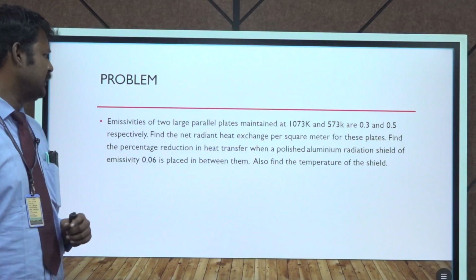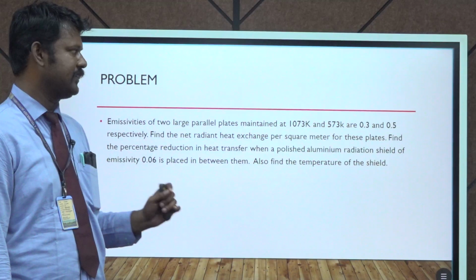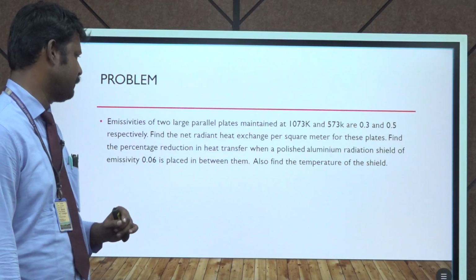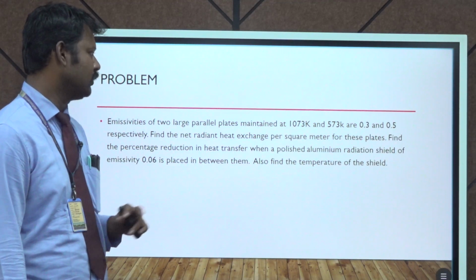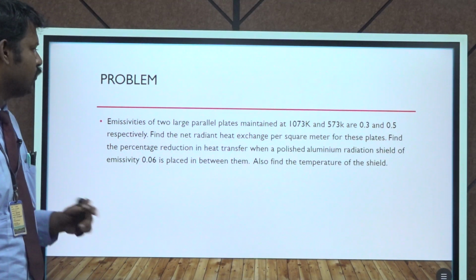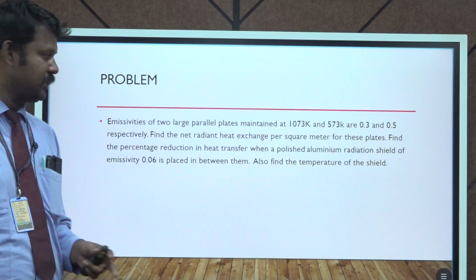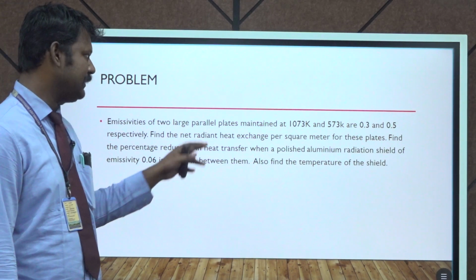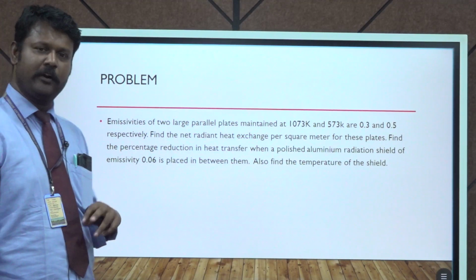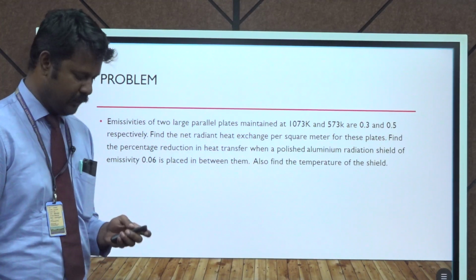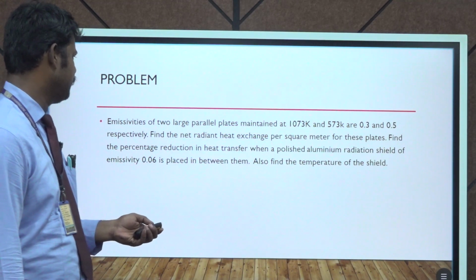One of the problems is: two large parallel plates are maintained at 1073 Kelvin and 573 Kelvin, with emissivities of 0.3 and 0.5 respectively. We have to find the net radiant heat exchange per square meter for these plates, and also the percentage reduction in heat transfer if a polished aluminum shield with an emissivity of 0.06 is placed between the two plates, and also the temperature of the shield. Let's move on to the solution.